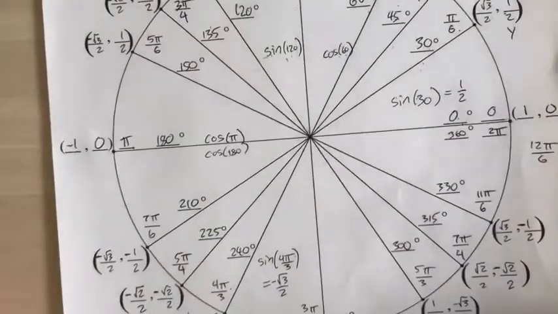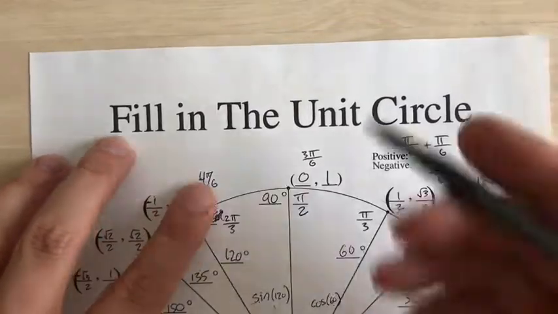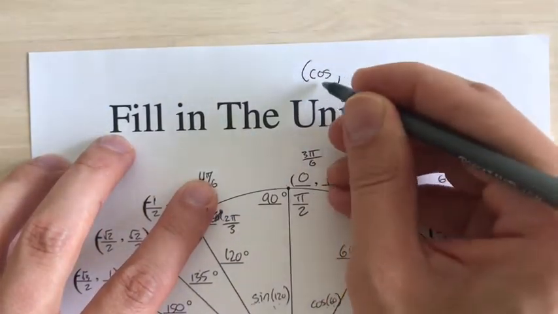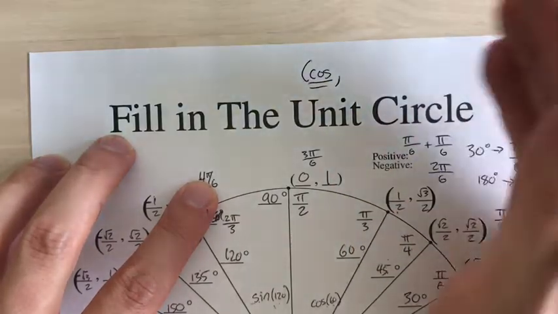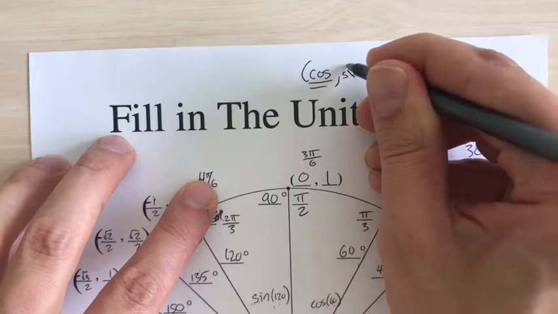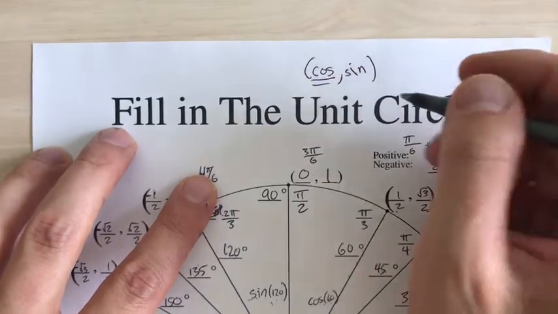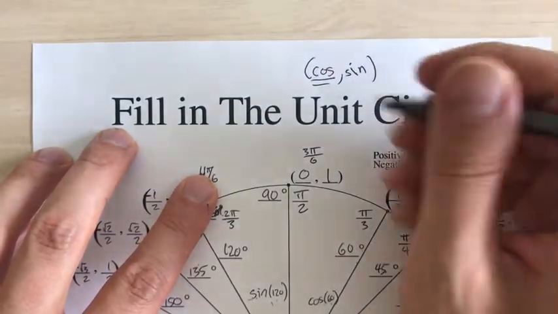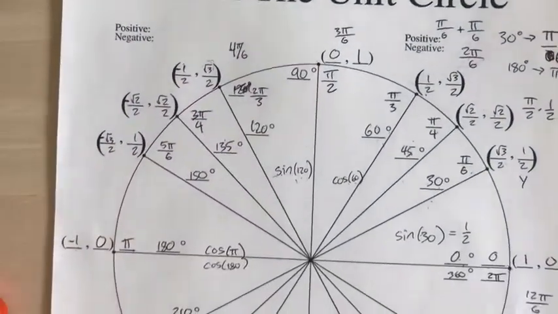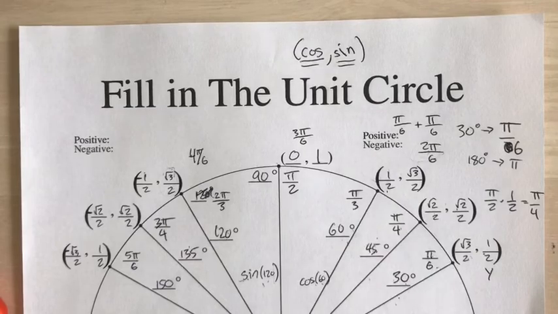So what most people will put in their notes is that in the unit circle, the x-coordinate is the cosine for each angle, and the y-coordinate is the sine of each angle. Sorry for that really misspelled sine. And that is kind of like the very, very basics of what the unit circle is all about.